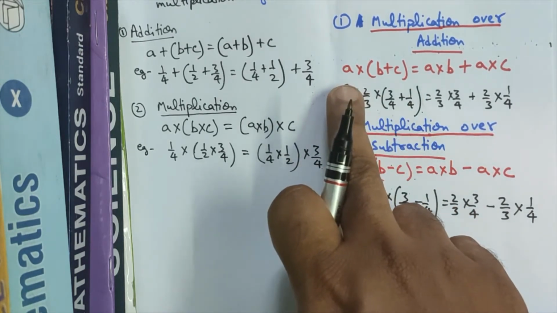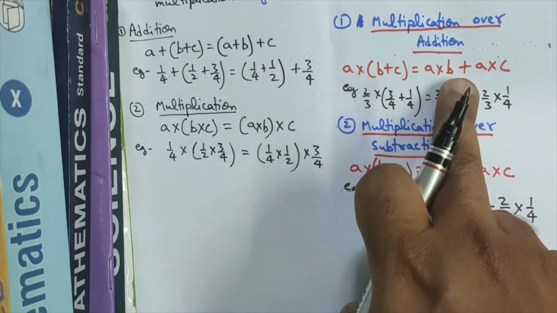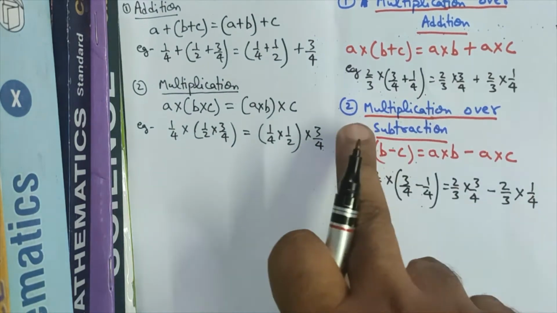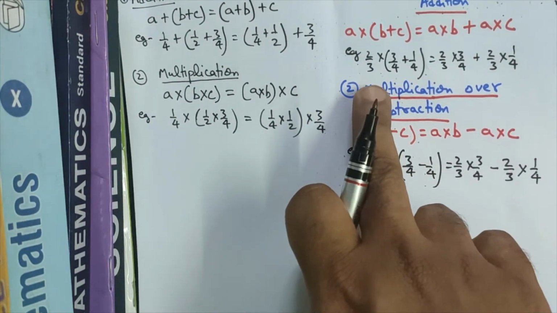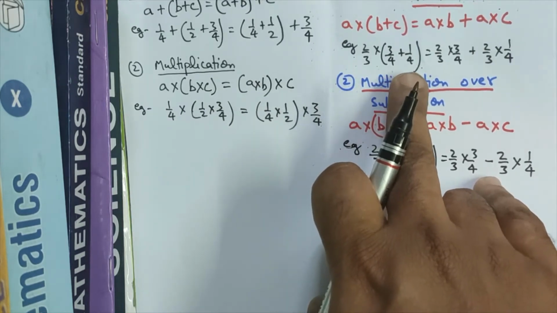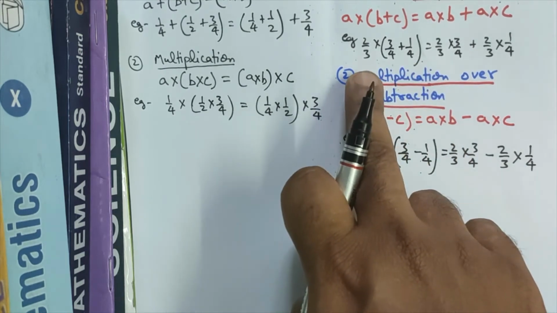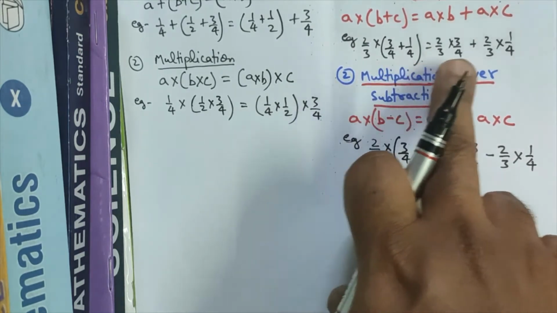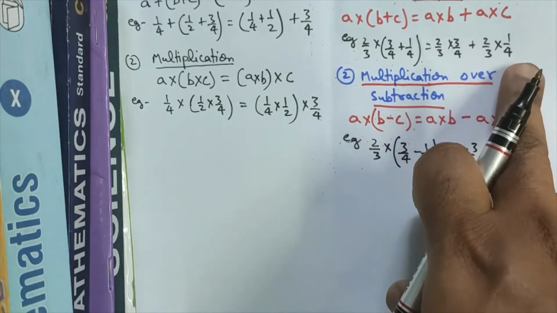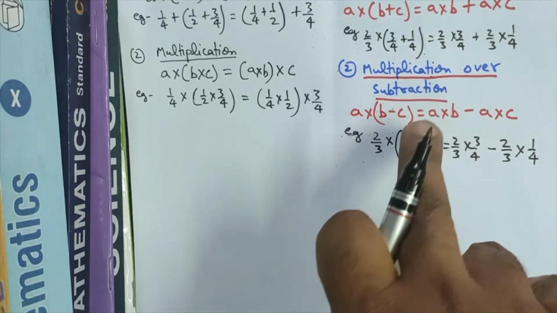This A will be first multiplied with B, then we will put a plus sign, and then this A will be multiplied with C. For example, 2 by 3 multiplied by the sum of 3 by 4 plus 1 by 4 will be equal to the product of 2 by 3 with 3 by 4, plus the product of 2 by 3 and 1 by 4. We will add these two products to get the answer.